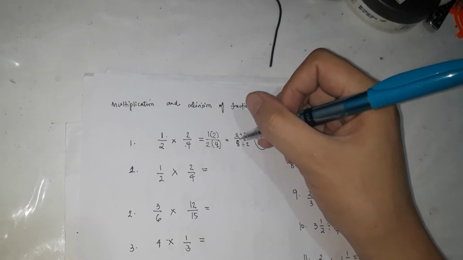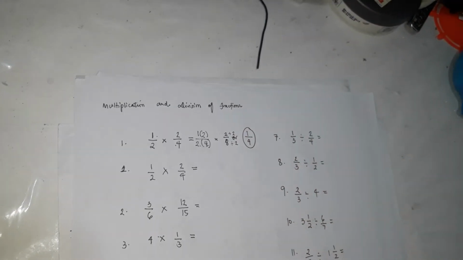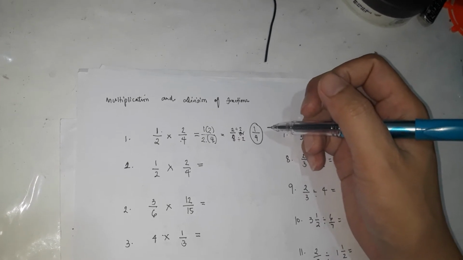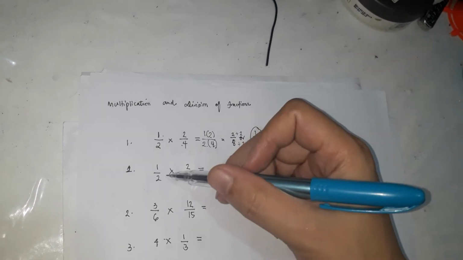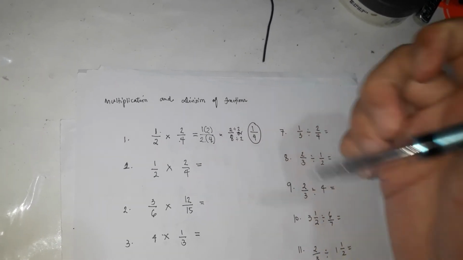Anong pinakamalaking number na makadivide sa 2 at saka 8? That's 2. And just divide that. So the lowest term is 1/4. 1/2 times 2/4. So they are the same, but this is a different process.